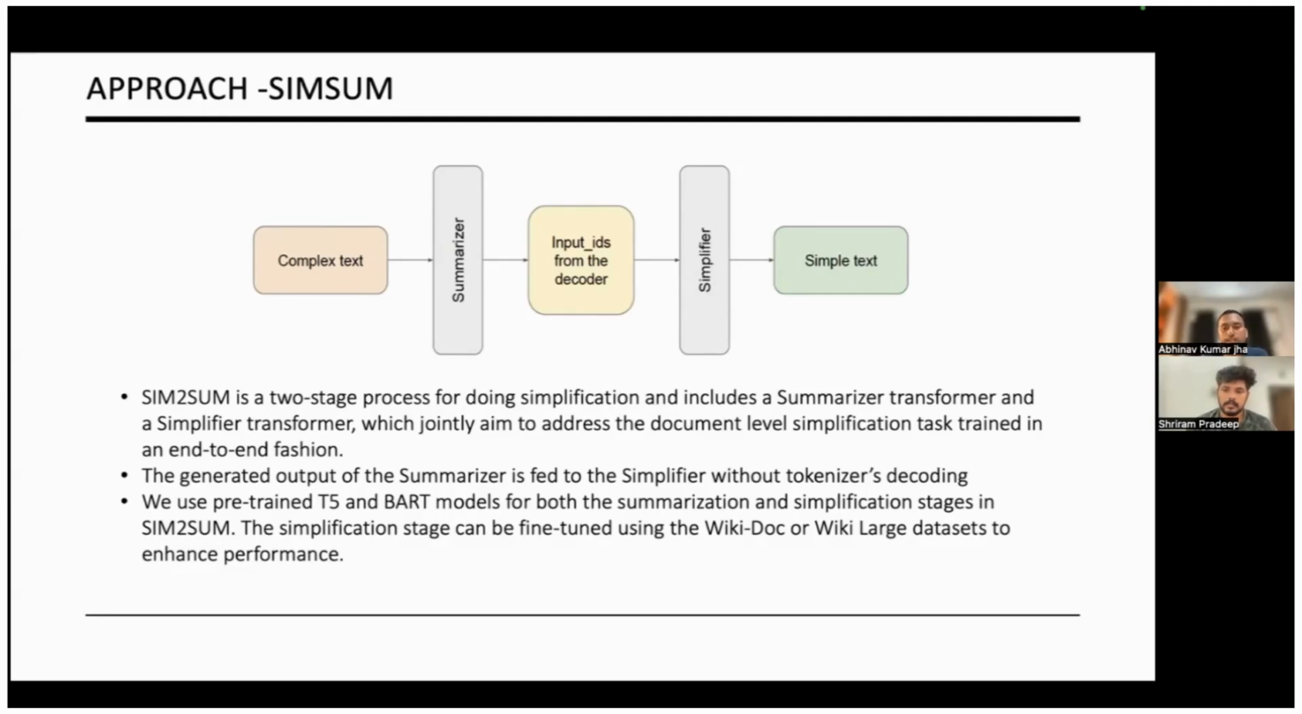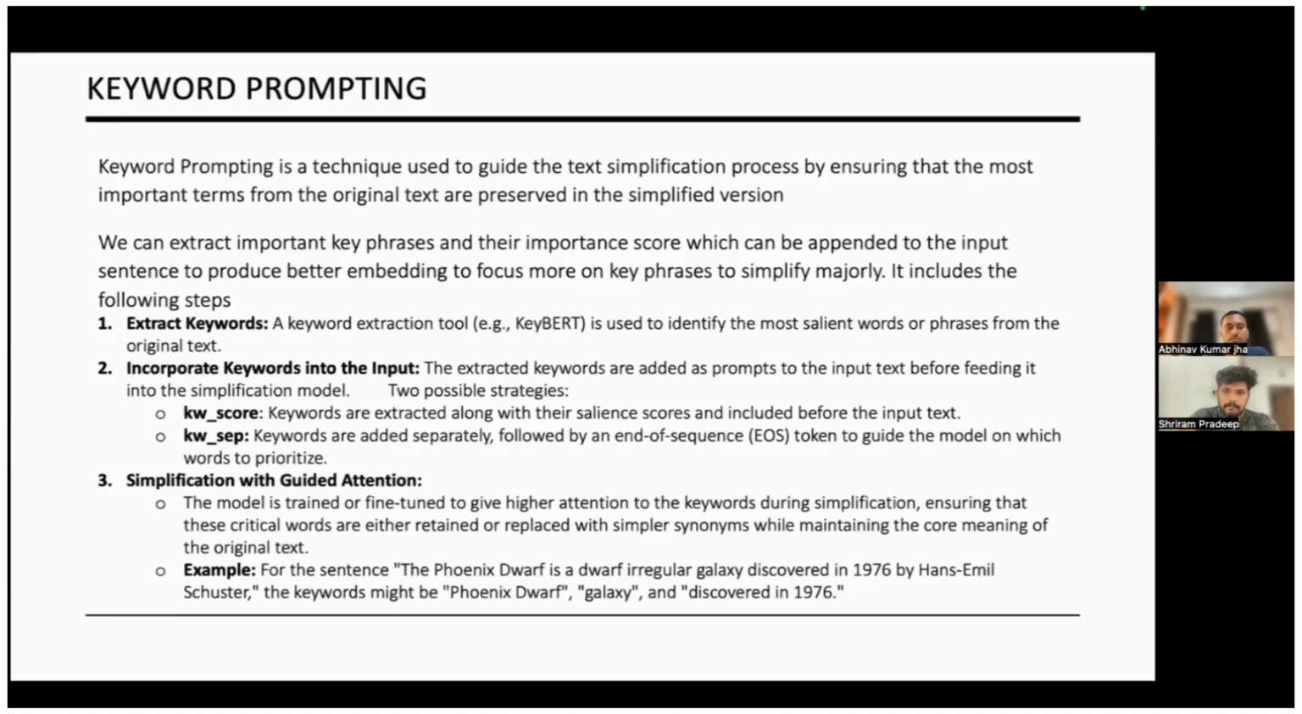After the input IDs are passed from the decoder without any tokenizer, they are passed to a pre-trained simplifier model, which simplifies the text and replaces it with a more condensed and simplified form of the text. So the generated output of the summarizer is fed in. This complete architecture can be fine-tuned on the WikiDoc or the WikiLarge datasets so as to improve further on the performance.